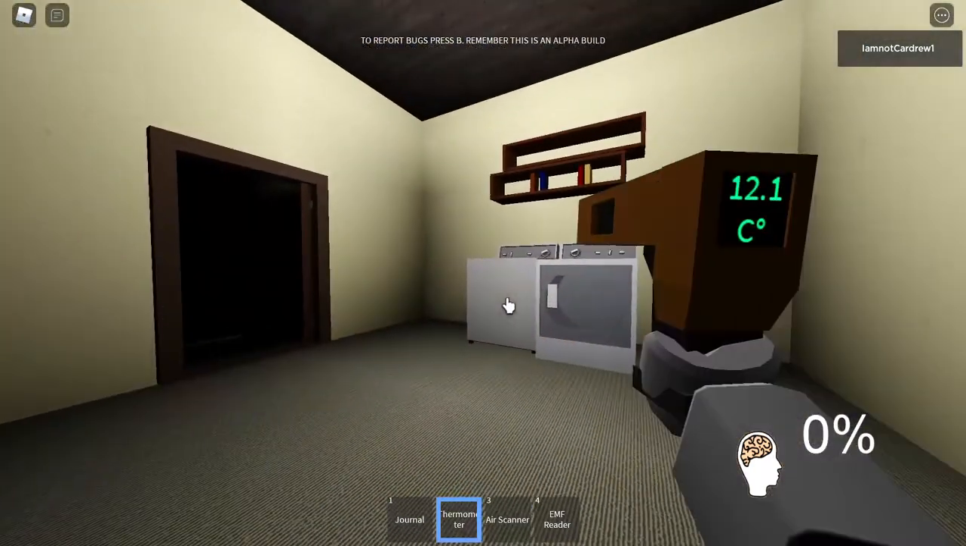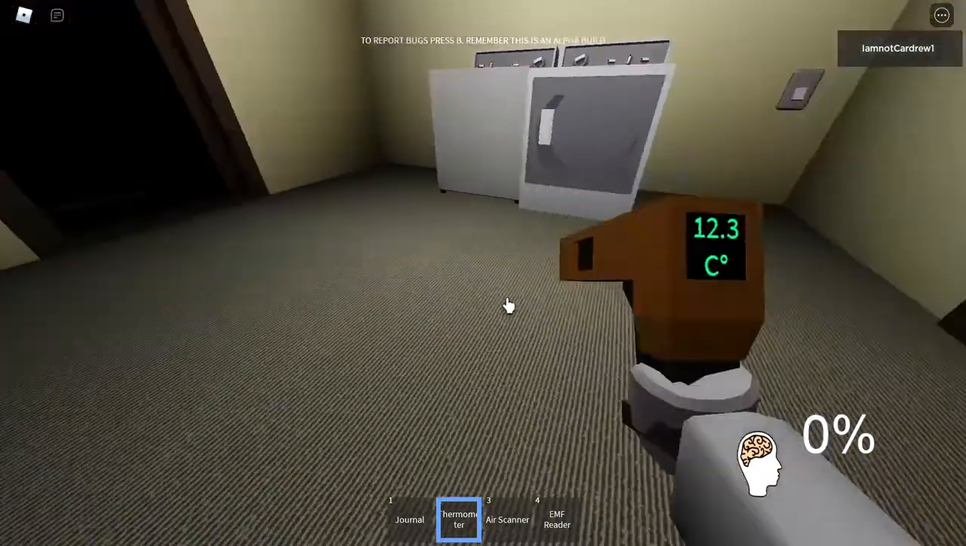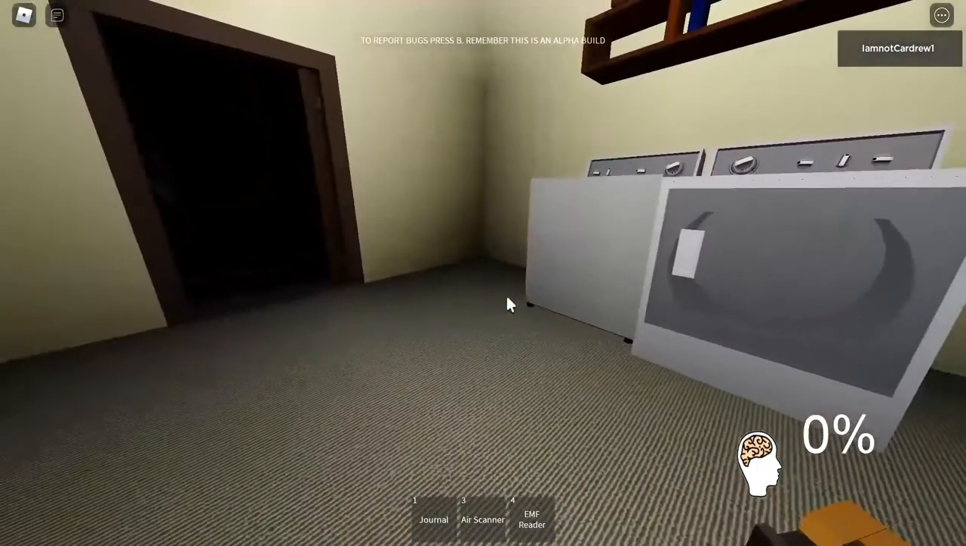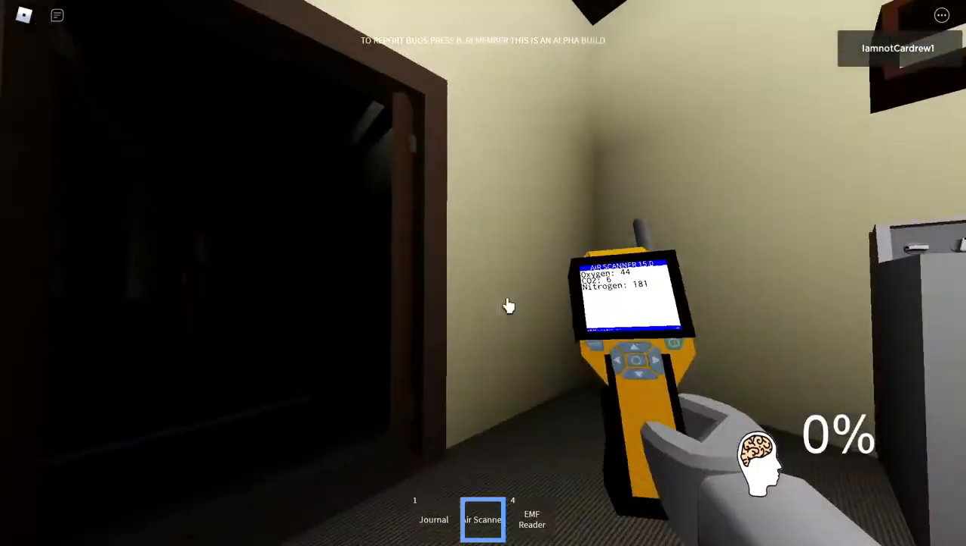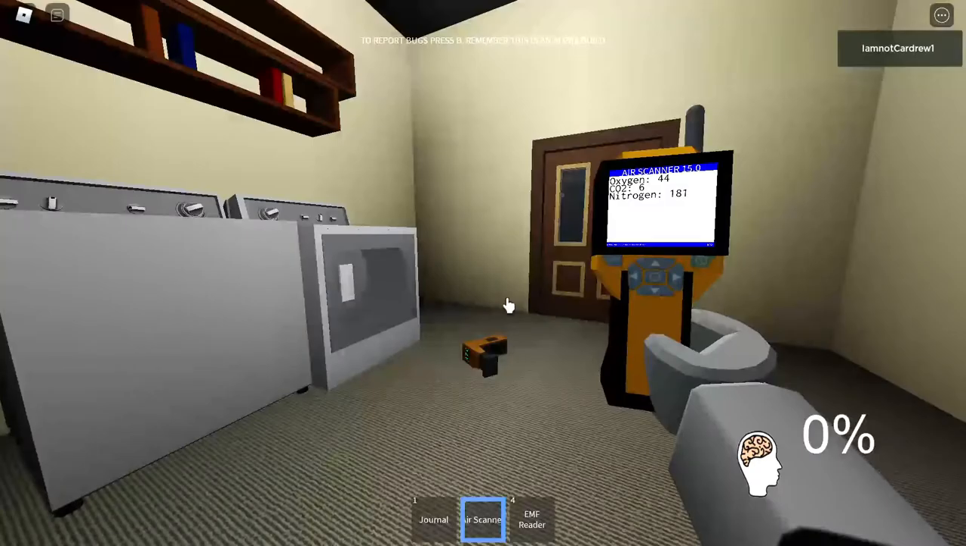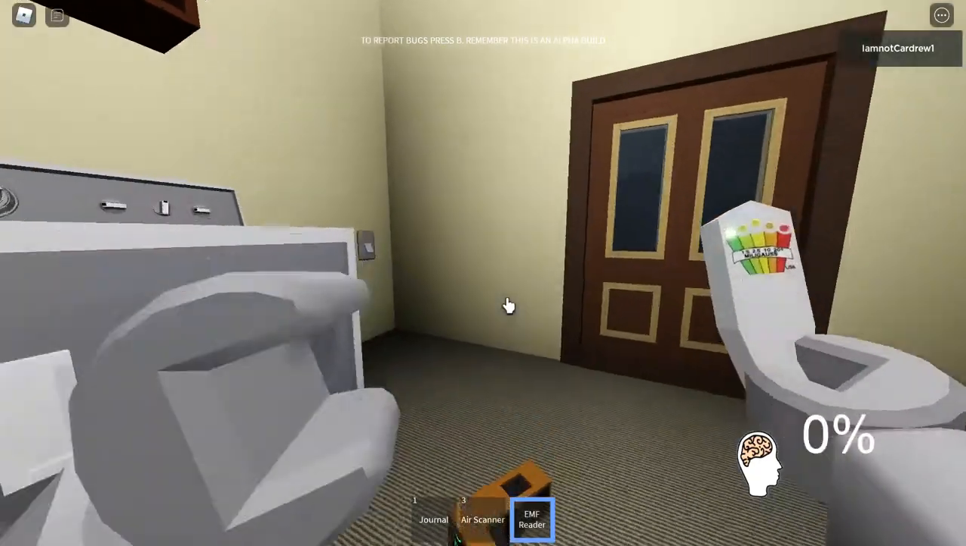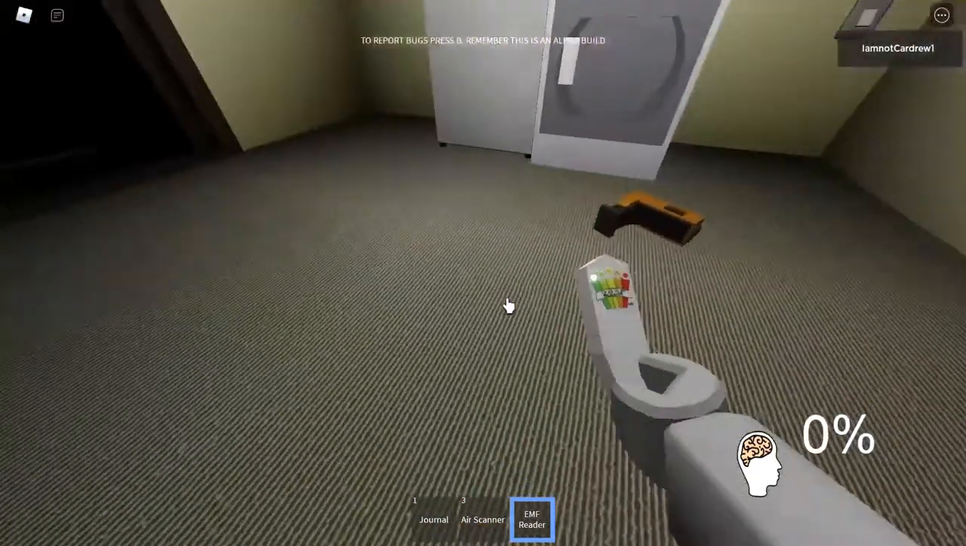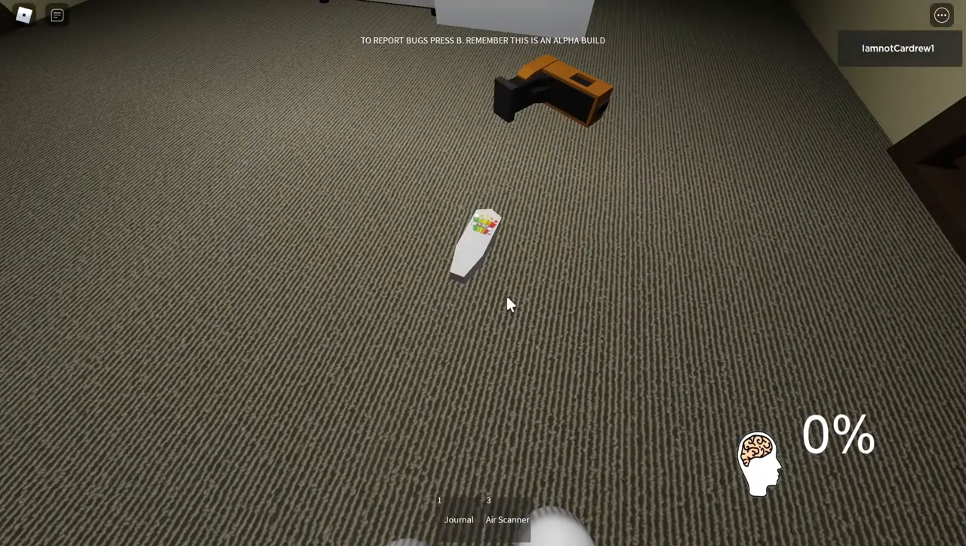As you can see on the thermometer, the temperature is not dropping below 10.2, so it's not going to freeze. If we look at the air scanner, no phosphine shows up. And when I switch to the EMF reader, nothing happens. It doesn't detect any reading.